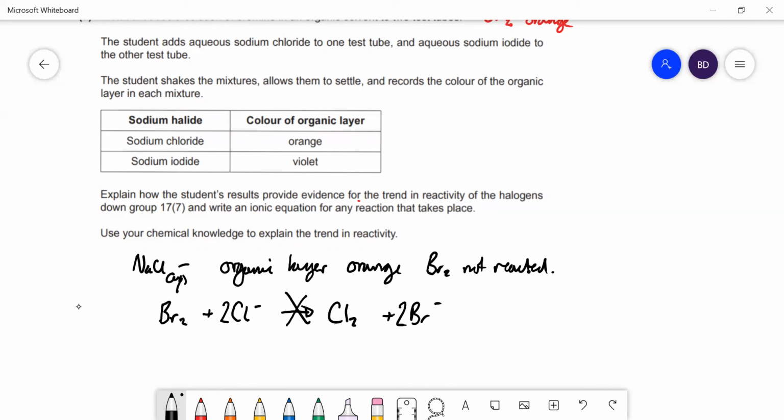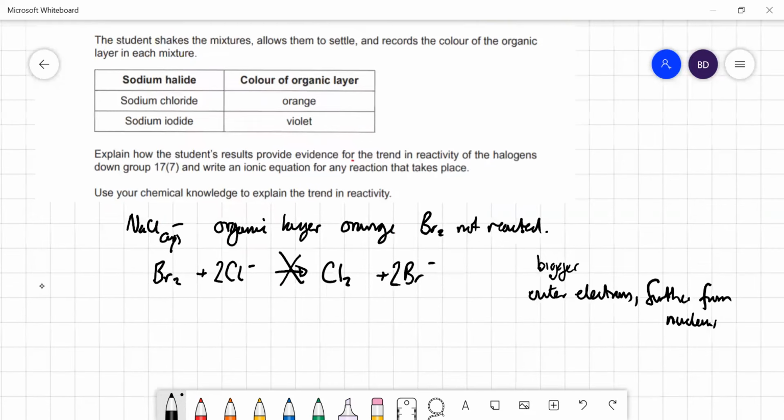The reason why is because bromine, compared to chlorine, is a bigger atom. That means the outer shell of electrons is further from the nucleus. Yeah. So it's harder for bromine to attract an electron into the outer shell than it is for chlorine because it's further from the nucleus. Obviously, the nucleus is positively charged. Okay. Now let's do the other one with sodium iodide.